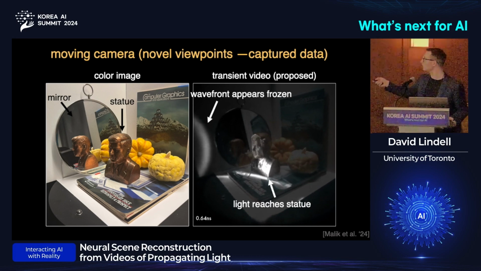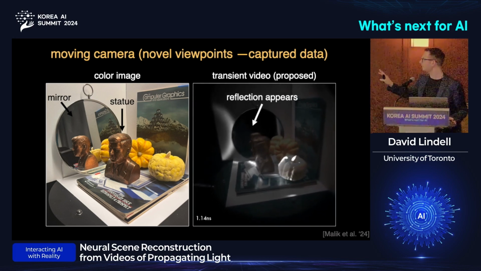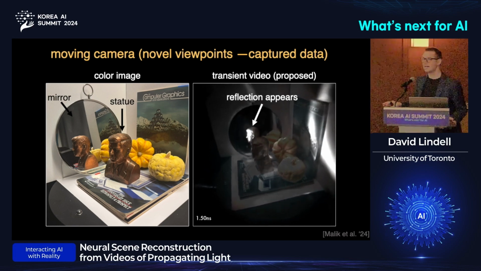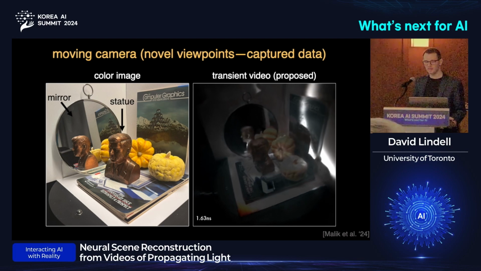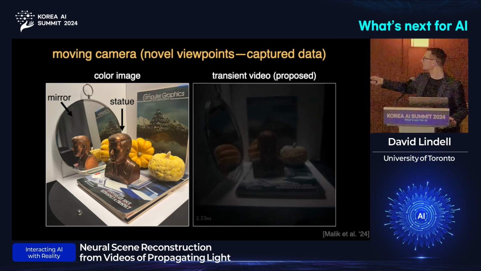At this moment, we also see light reaching the corner of the statue. So the statue lights up, the other objects light up, and then a fraction of a nanosecond later, we see the reflection of light in the mirror. And why do we see that later? It's because, of course, it takes light a longer amount of time to bounce off the mirror and come back to the camera than to directly reach the statue and come back to the camera. And then we see some other interesting indirect light transport effects as light bounces around in the scene.